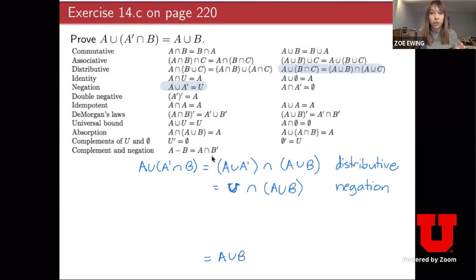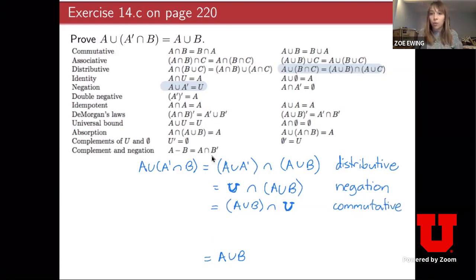Make sure that you're not skipping any steps here. Commutative. Yeah, awesome. So we want to say A union B intersect with the universal set using commutative.